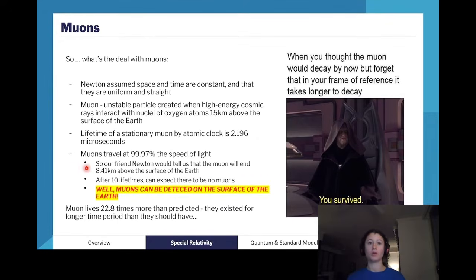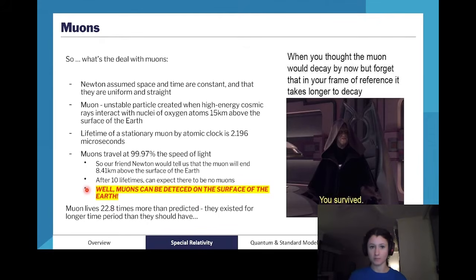So, Newton would tell us that the muon's life will end 8.41 kilometers above the surface of the Earth, right? So they're traveling really fast, but they have a tiny, tiny lifetime. So they're not going to get to the surface of the Earth. They're not even going to get halfway there from where they were created. And after about 10 lifetimes, there's going to be no muons. So according to Newton, we should not be able to see any muons, maybe a few, but barely any muons on the surface of the Earth.